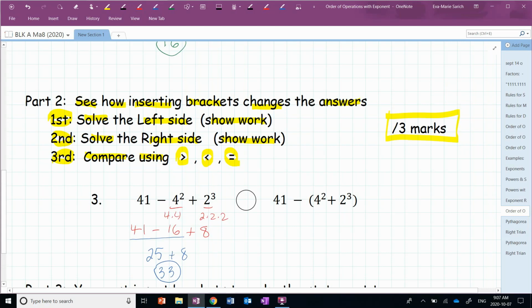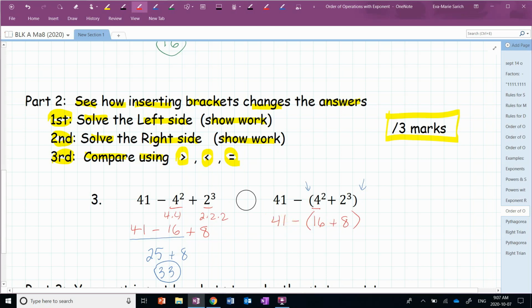So BEDMAS says brackets, so we have to do what's inside the bracket first. There are 2 exponents and an addition, so again, we still need to do our exponents first. 4 squared, we already know the answer from over here, which is 16. 2 cubed, we already know the answer, that is 8. We'll put our bracket around it, our plus in between, and our 41 minus.